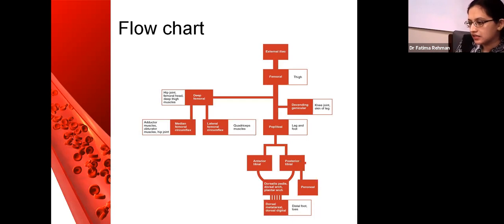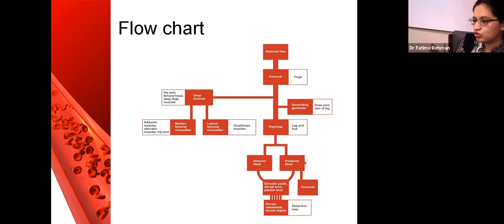Other than that, the posterior tibial artery gives off another branch which is called the peroneal artery or the fibular artery. And I have told you many times, whenever this peroneal word comes in front of you, just think of the fact that it belongs to the lateral side of the leg. Okay? So definitely this peroneal artery, as its name indicates, is the arterial supply for the lateral side of the leg or the lateral compartment of the leg.